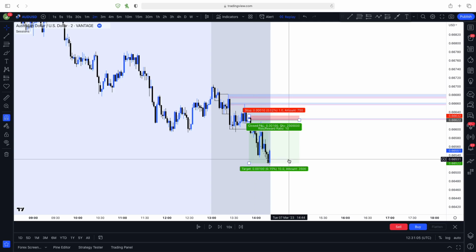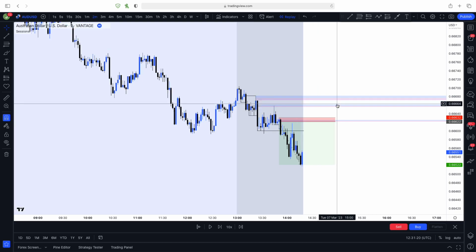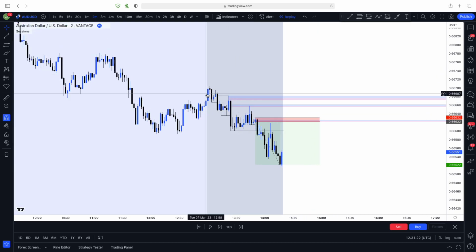Okay, so what happens here? We hit that 1 to 10 point. 90% is closed. That's a 9R return for me because I obviously risk 1%. Very close to getting break even at this point. Well, not very close, to be fair. It was a few pipettes away. But yeah, lovely trade.